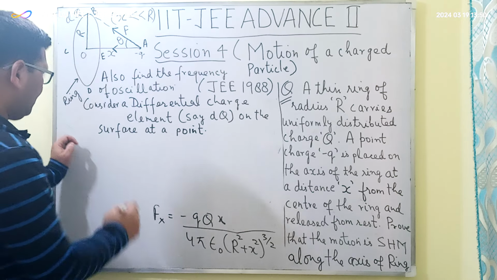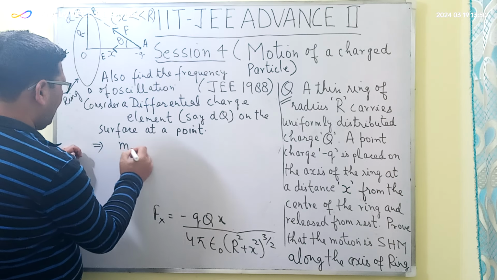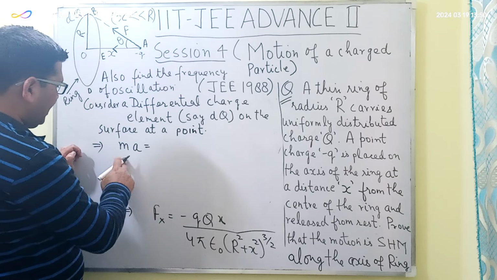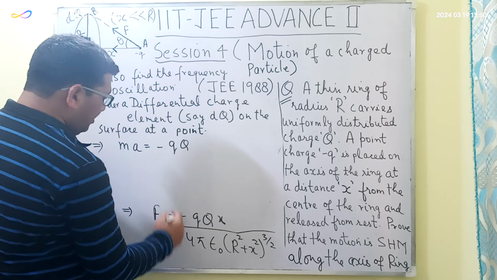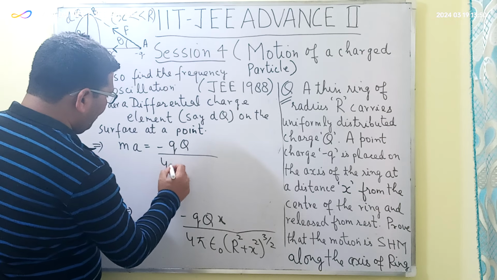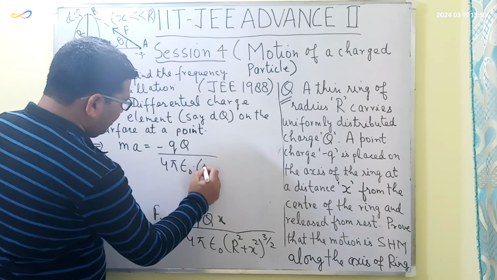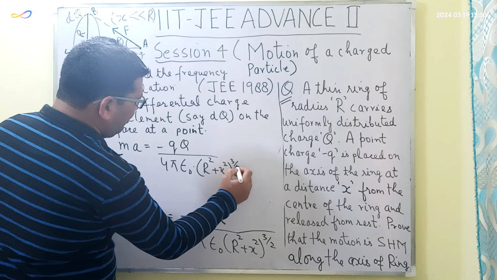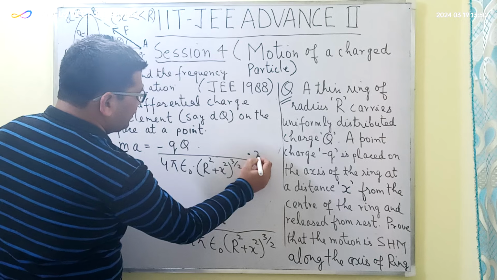Okay. So now the force is equal to mass into acceleration. So I have substituted the value of this force as mass into acceleration. This is equal to minus q divided by 4 pi epsilon naught, r square plus x square to the power 3/2, into x.